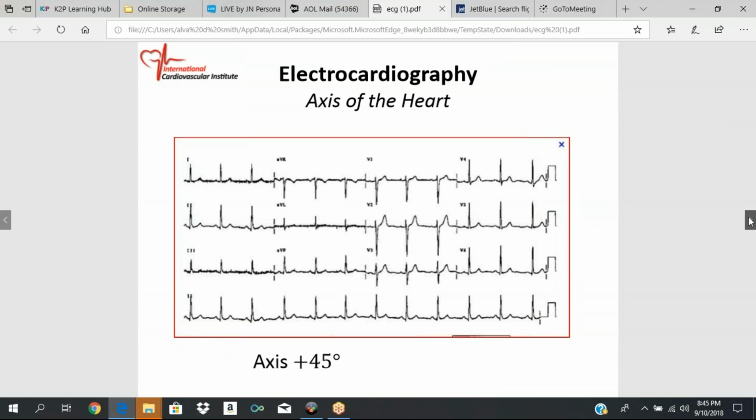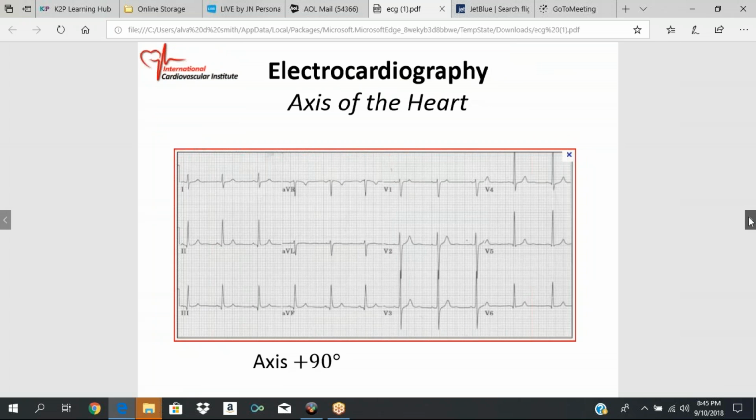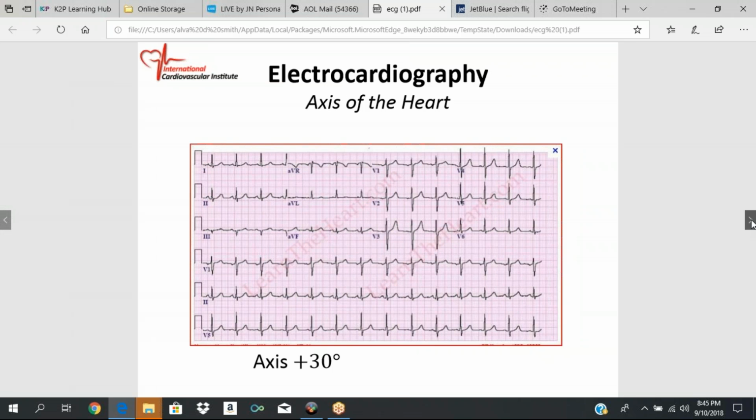All right. So it's sort of borderline normal. Remember, the normal axis is between 0 and 90. But you look for the most isoelectric limb lead. Limb lead, not chest lead, limb lead. The most isoelectric limb lead, lead 1. Perpendicular to lead 1 is AVF. AVF subtends an angle of 90 degrees. So the axis is 90 degrees.